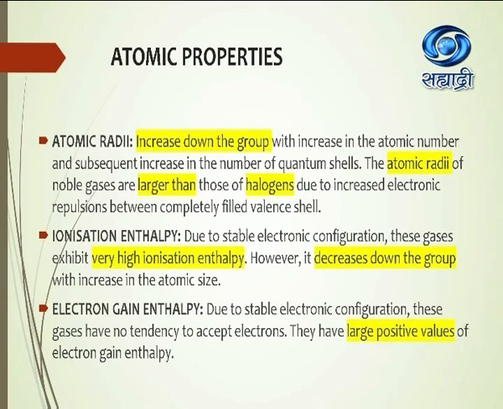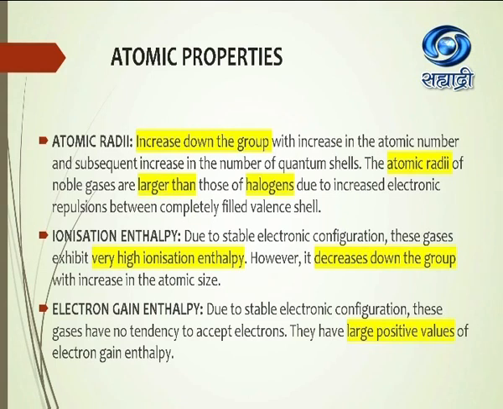But as per the general trend studied, ionization enthalpy decreases down the group with the increase in the atomic size. This holds good for noble gases also, because in noble gases, size of the atom increases as we move down the group, and therefore ionization enthalpy decreases.